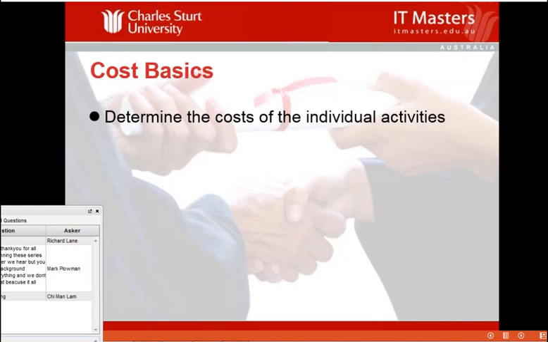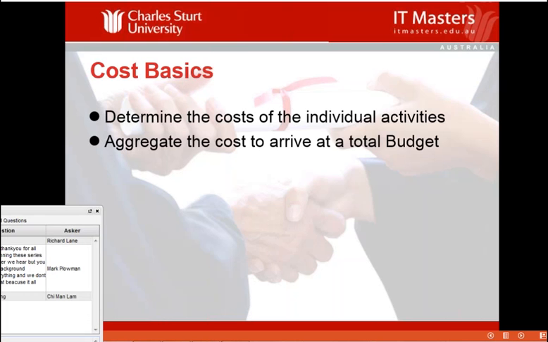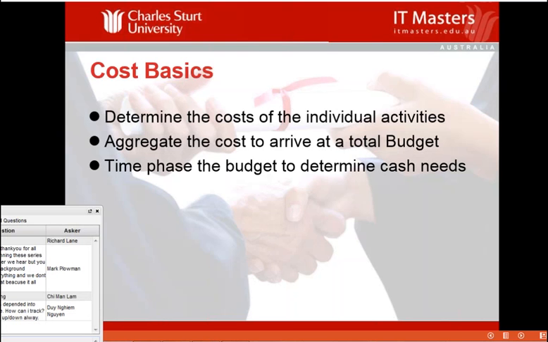The whole idea behind cost management is to determine the cost of the individual activities that we are going to undertake in our project. The next step then is to aggregate the cost. So we look at all the individual activities, what is it going to cost us to do that, and then bring it all together to arrive at a total budget. The next step is we time phase the budget. A budget is a total amount of cash or dollars that we're going to need. We time phase that by determining when we actually need the cash.